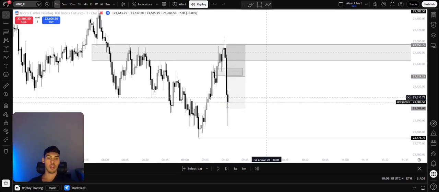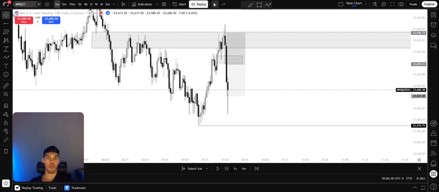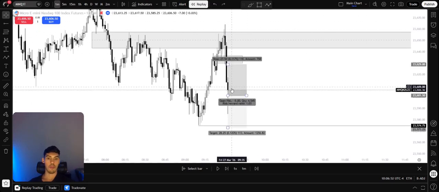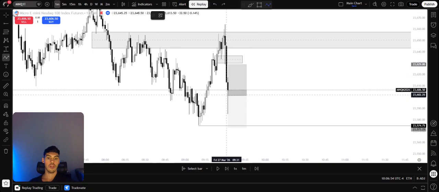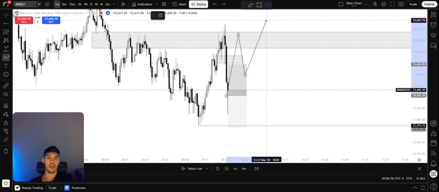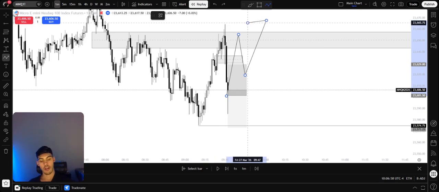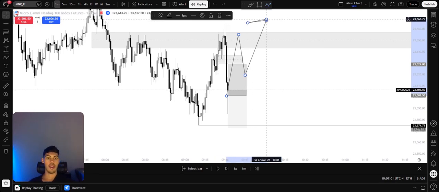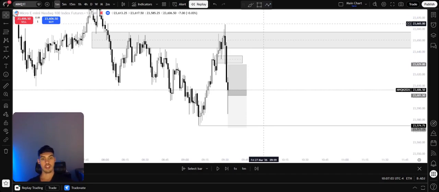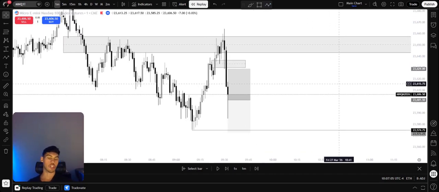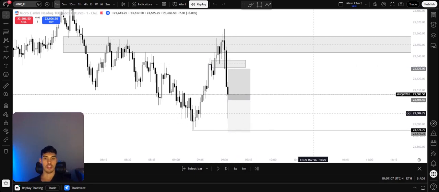But guys, why I entered where I entered: I don't know if price is going to come back here and then do this, higher, and take out this high right here to the left. I don't know that, guys. And my job as a continuation trader, I want to make sure price will indeed come to the downside. What do we get here?